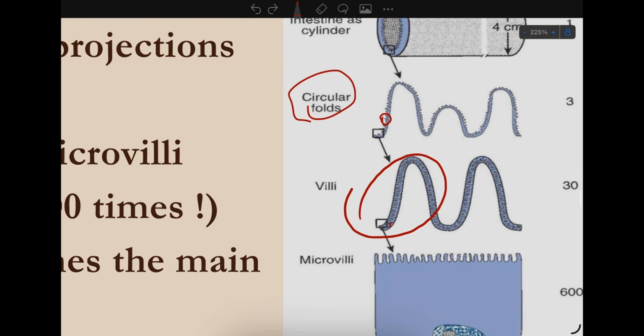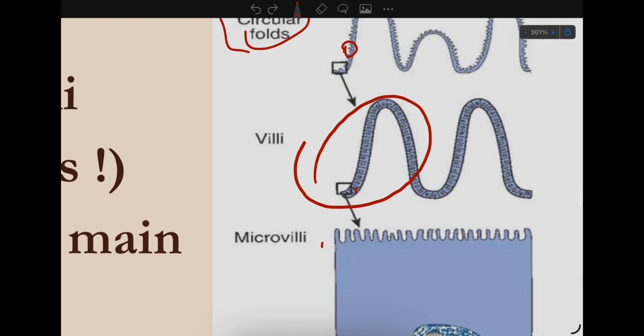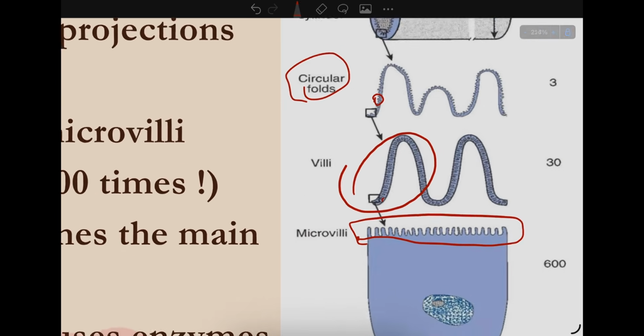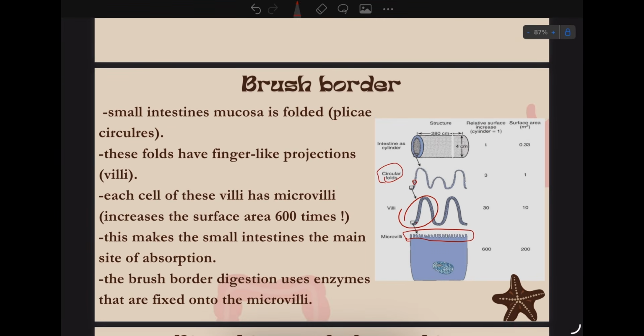Now these villi, when you zoom in, you will find that they have microvilli. Each cell of the villi has microvilli. You see this, subhanallah, this amazing creation of Allah gives us an increase in surface area by 600 times. The microvilli especially. If you have 1 meter of intestines, it means you have increased the surface area by 600 times. Can you imagine? And this makes it the optimal place for absorption. These microvilli and all of this orientation is what we call the brush border.